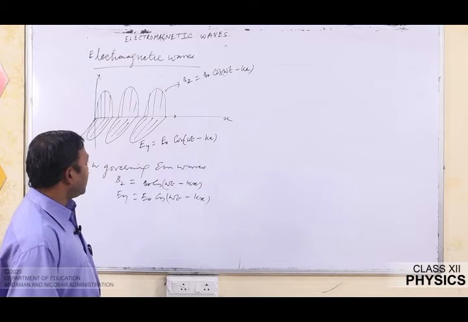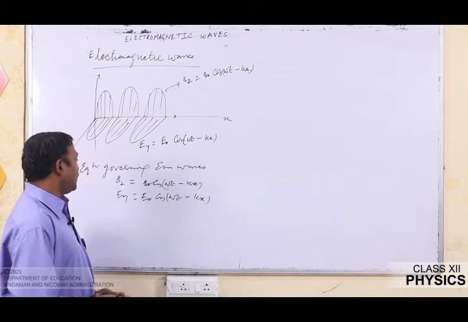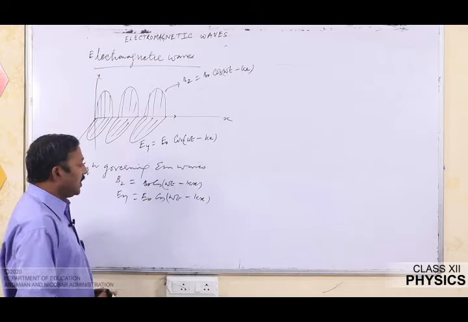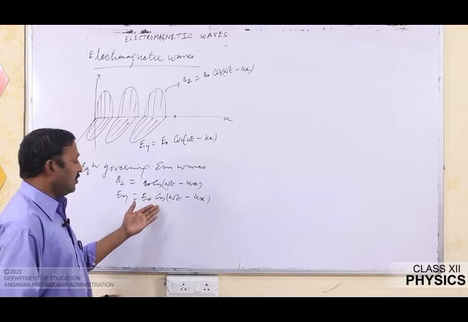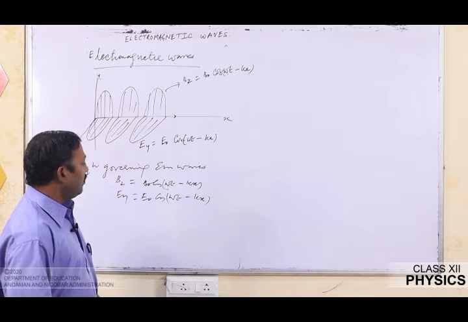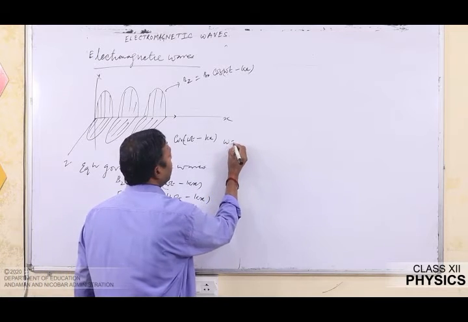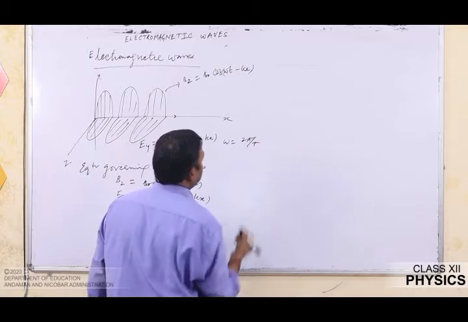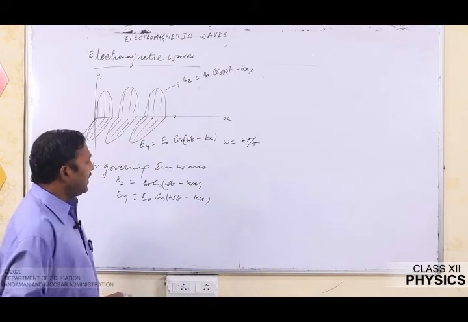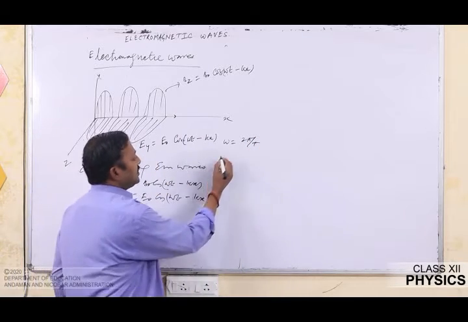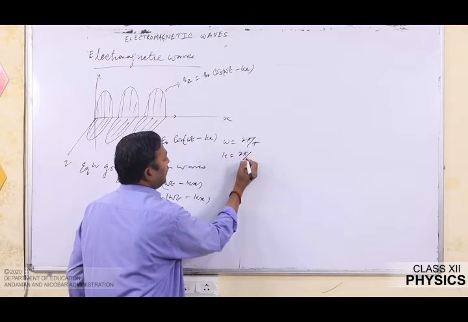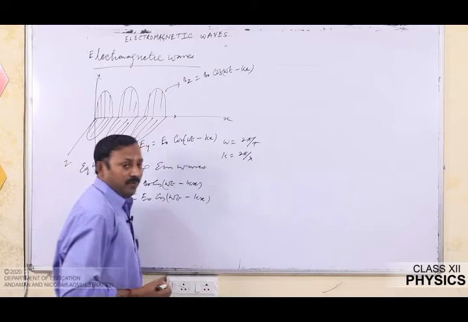Here the two equations which are responsible for electromagnetic waves are given by Bz is equal to B0 cos(omega t minus kx) and Ey is equal to E0 cos(omega t minus kx), where omega is said to be the angular frequency. It is given by omega is equal to 2 pi by T, where T is the time period, and k is called the propagation constant. It is given by k is equal to 2 pi by lambda, where lambda is the wavelength.